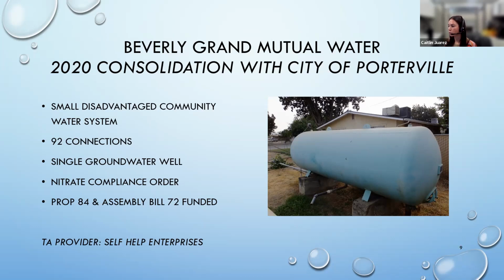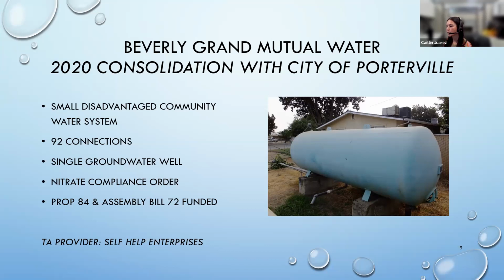Luckily, as an interim solution, the residents were receiving bottled water through Tulare County's bottled water program. And in 2019, the mutual received Prop 84 funding to complete a planning project. And then they eventually got construction funding through Assembly Bill 72 to complete that consolidation with the city of Porterville.